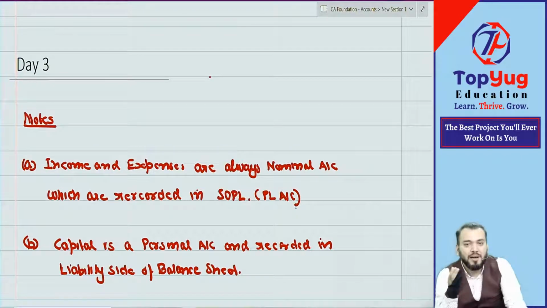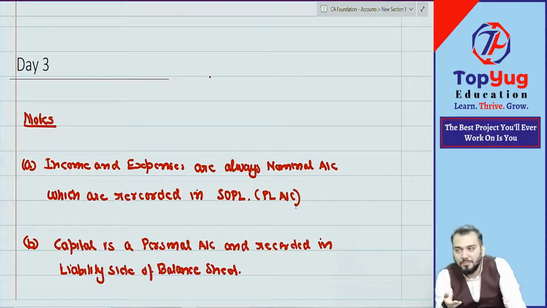We have understood that from the balance sheet we can derive our accounting equation. What is our accounting equation? Equity plus liability is equal to asset. Expanding it, we derive that capital plus liability plus income is equal to asset plus expense. Now what is the rule? Asset and expense will always have a debit balance, and capital, income and liability will always have a credit balance.